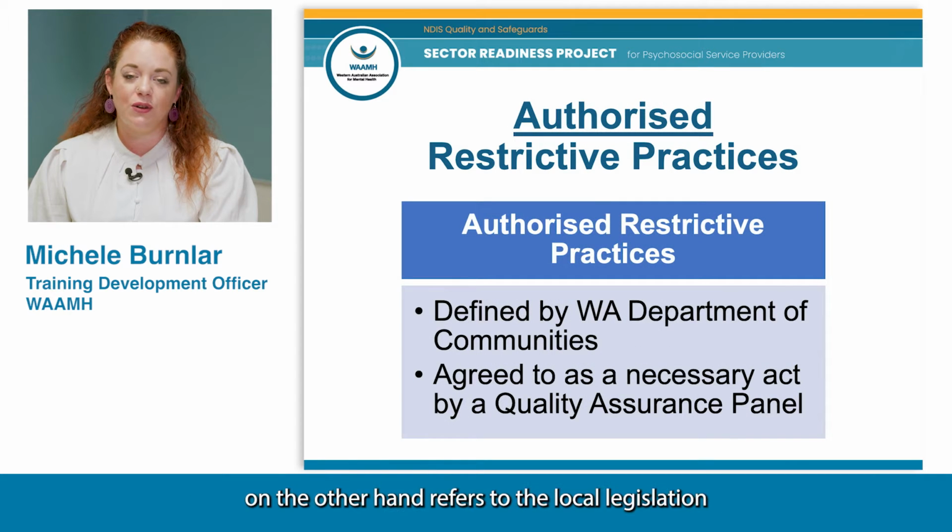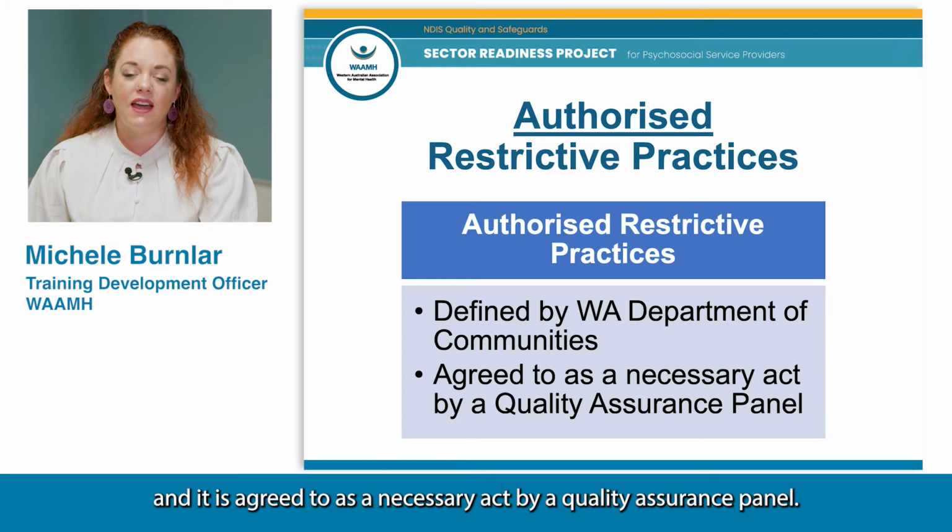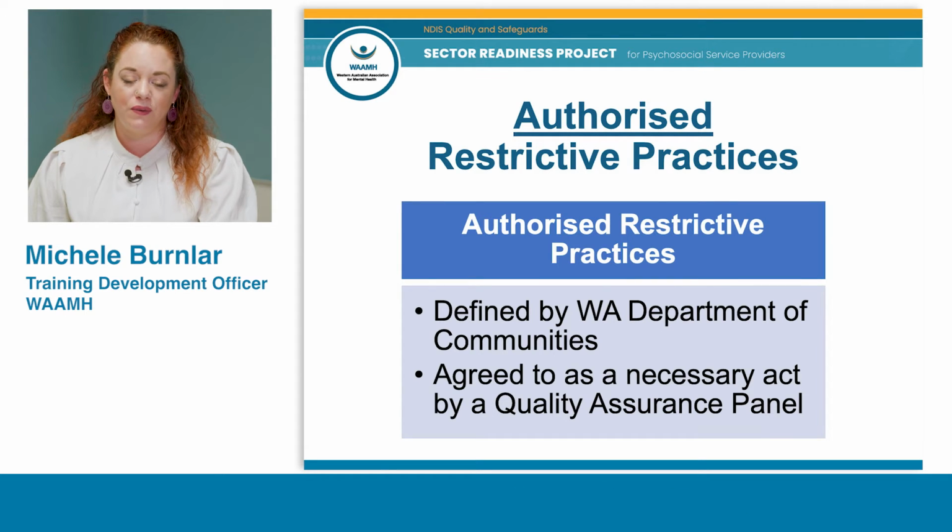Authorised restrictive practice, on the other hand, refers to the local legislation. Here in WA, that is defined by the Department of Communities, and it is agreed to as a necessary act by a quality assurance panel.